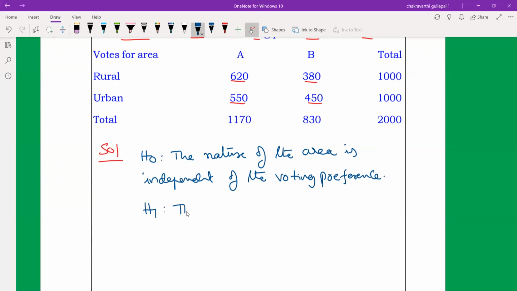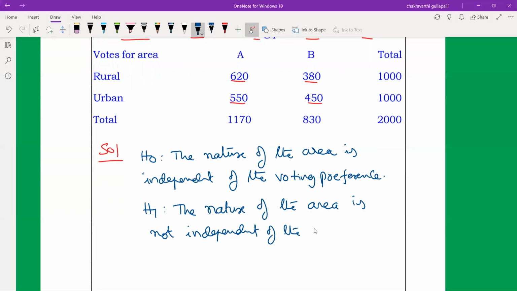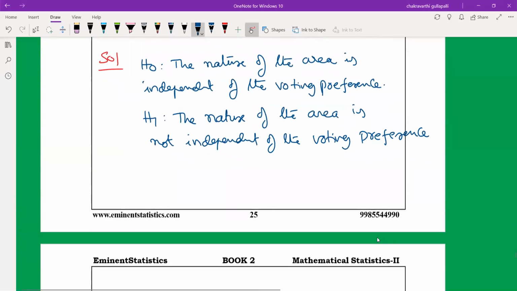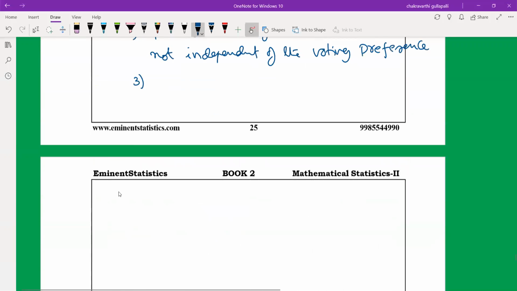H1: The nature of the area is not independent of the voting preference. Set up the null hypothesis and the alternative. Now, given this information, you have to solve this problem.